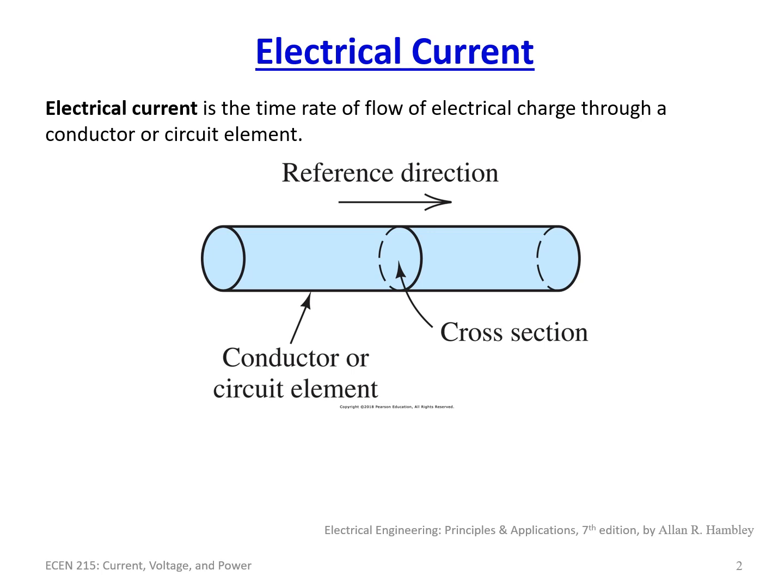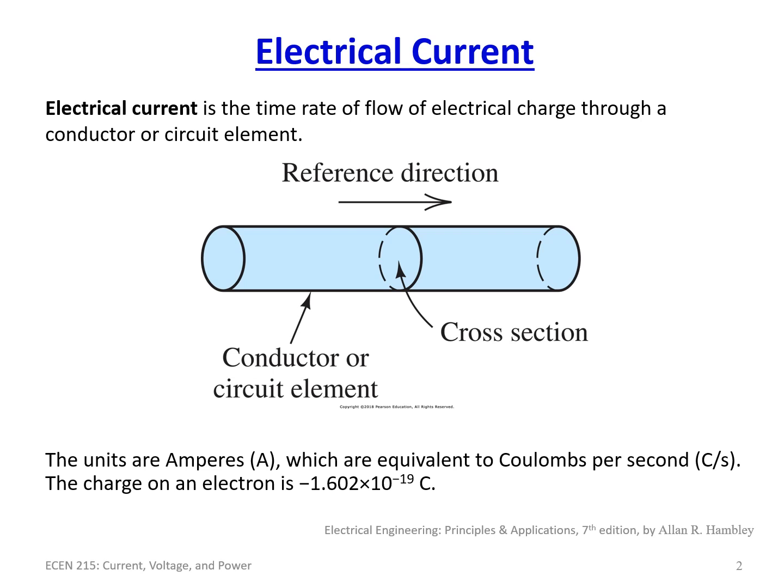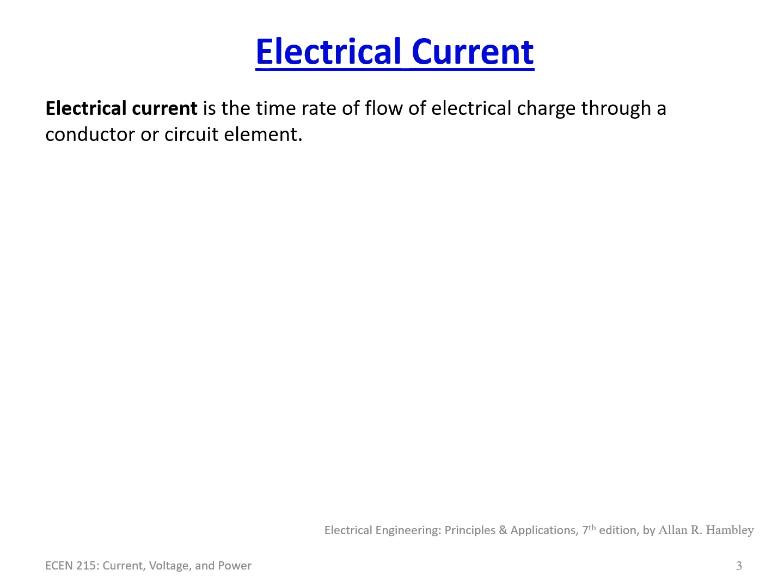We have a conductor or circuit element that we're interested in, and there's a cross-sectional area of that conductor. We're interested in the charge that flows through that cross-section. The unit for current is the ampere, named after Ampere, and it's equivalent to coulombs per second, that is, the rate of charge per unit time. The charge of an electron, from physics, you might remember, is minus 1.602 times 10 to the minus 19 coulombs.